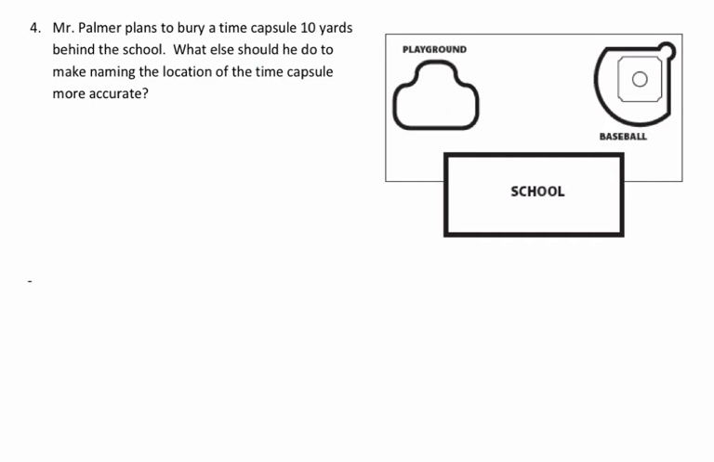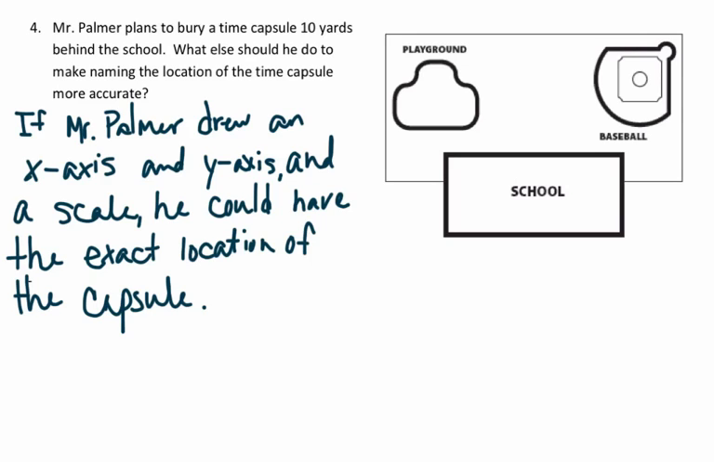Okay, so let's look at homework problem number 4. And that reads, Mr. Palmer plans to bury a time capsule 10 yards behind the school. What else should he do to make naming the location of the time capsule more accurate? Okay, and I answered that by saying if Mr. Palmer drew an x-axis and a y-axis and a scale, he could have the exact location of the capsule. So if the capsule was here, he could add an x-axis here and a y-axis, and then use a scale to give the exact coordinates of where this x would be.